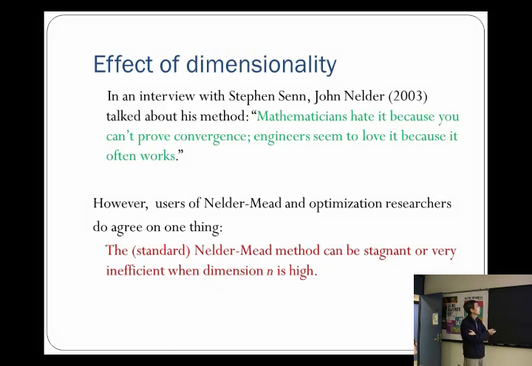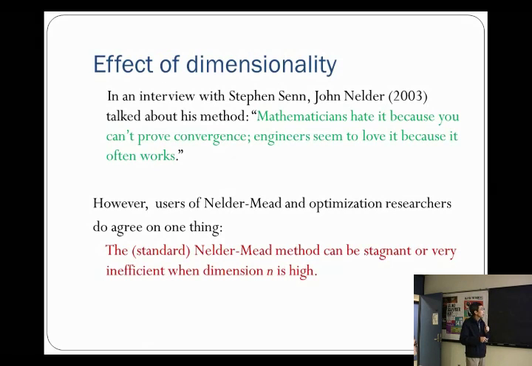Let's look at what John Nelder, one of the two fathers of this method, said about this method. This is a quote. Mathematicians hate it because it cannot prove convergence. Engineers seem to love it because it often works. This statement is pretty accurate. Actually, that's the case. So mathematicians and engineers have a disagreement here. However, they do agree on one thing.